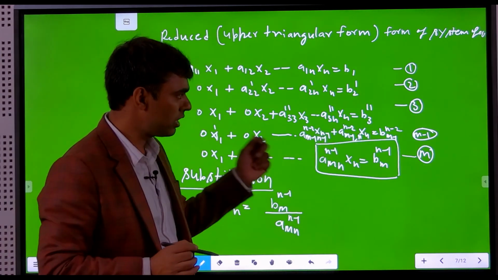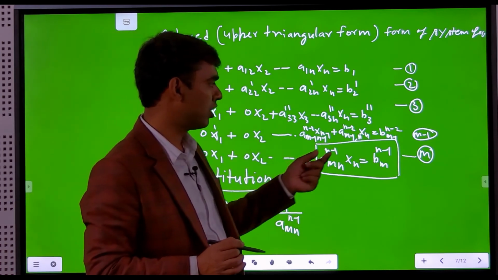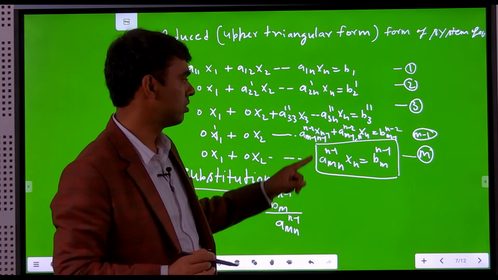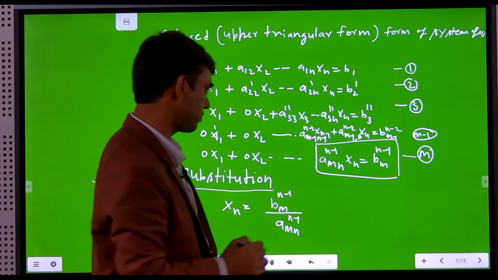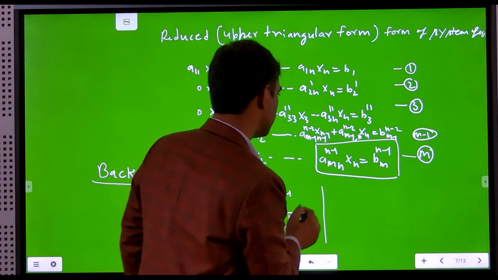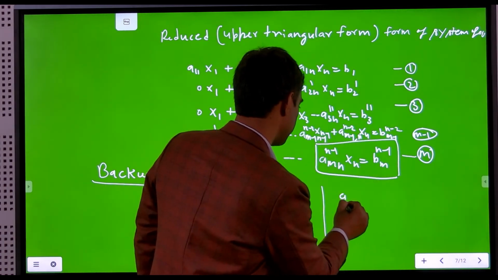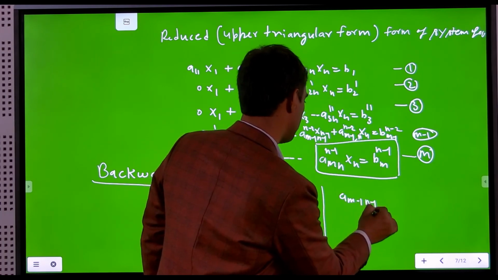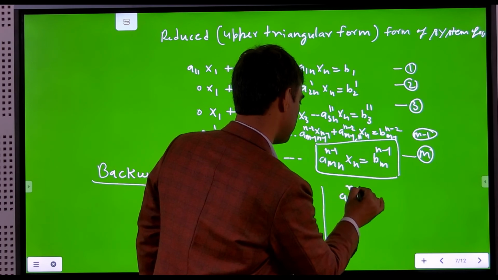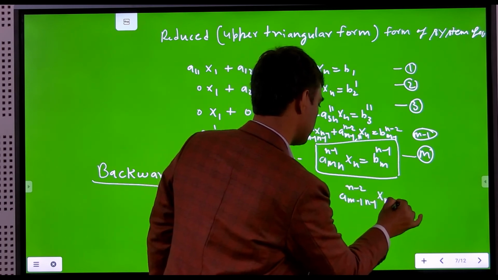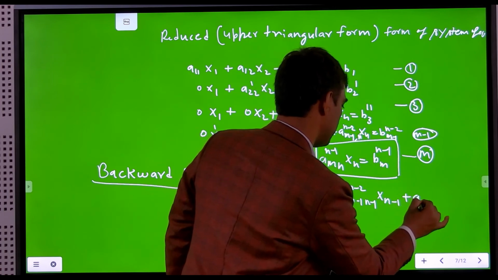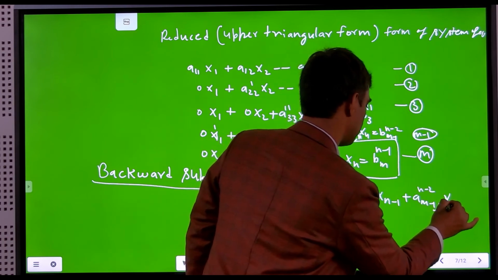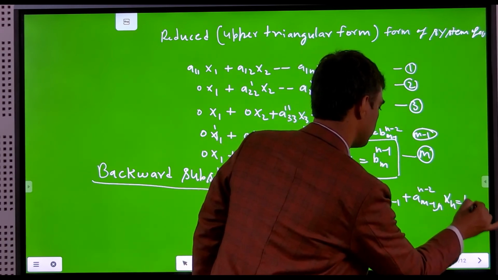So here, if we closely observe the equation m minus 1, how many unknowns have coefficient not equal to 0? There are two unknowns whose coefficient does not equal 0. And what is the equation? The equation becomes a_{m-1,n-1}, which changes n minus 2 times, x_{n-1} plus a_{m-1,n}, n minus 2 times, xn equal to b_{m-1}, n minus 2.